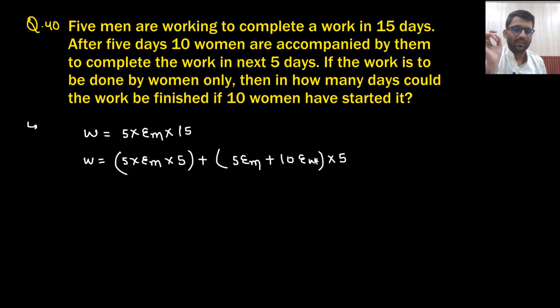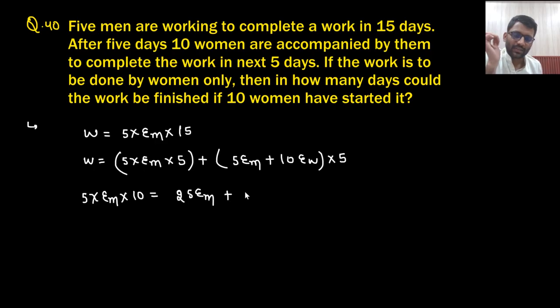5 guys were working for 5 days, then 10 women more came and they completed the work in the next 5 days. So what do you get from here? You can equate both of these. So if you equate both of these, I will get 5 into efficiency of man into 10, because 5 and this will be cancelled, and that would be equal to 25 of efficiency of man plus 50 of efficiency of woman. So this is 50, 25 efficiency of man. So efficiency of man we are getting as 2 into efficiency of woman.